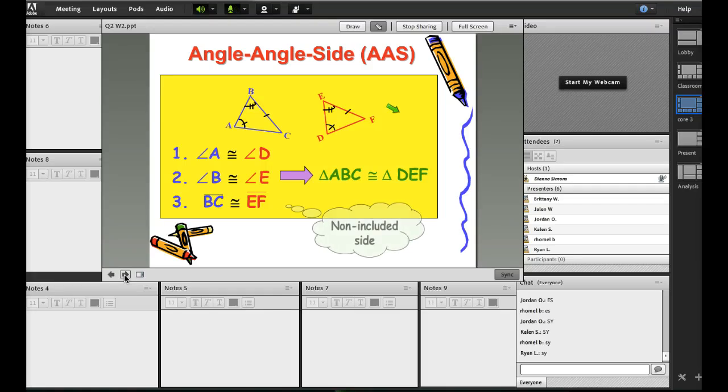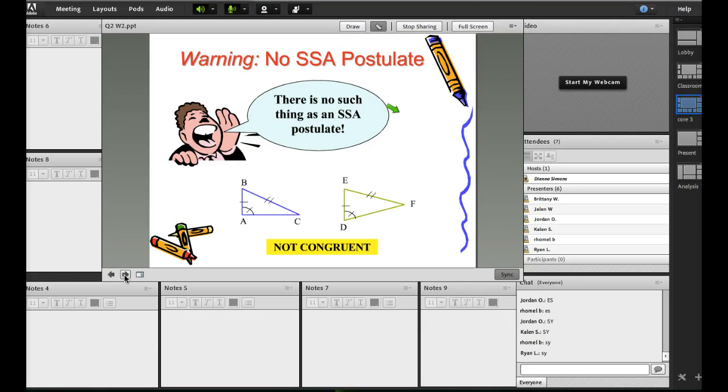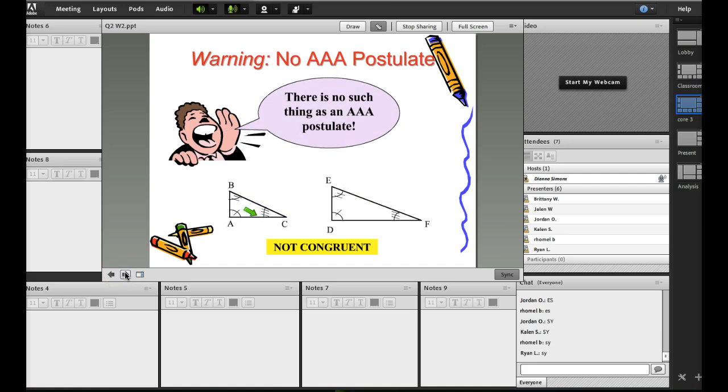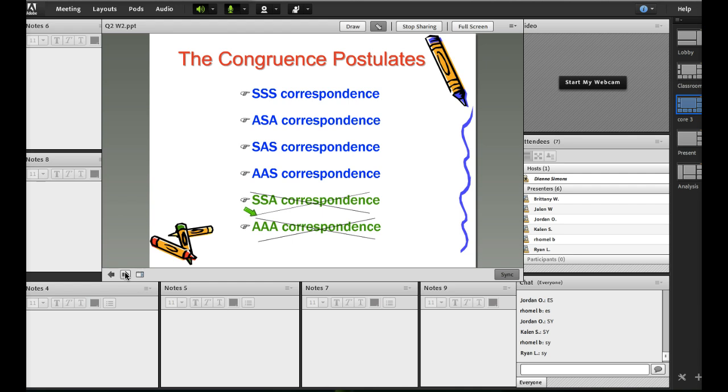Angle, angle, side. This one is the side that's not included. And the other thing is side, side, angle. If you have a side, and then an angle, that's not a postulate, okay? So side, side, and angle, like this one here. That means that you can't prove anything with that. The other one is there's no such postulate as angle, angle, angle, because if you have two angles, the third angle is just automatically the same. So angle, angle, angle really doesn't work.